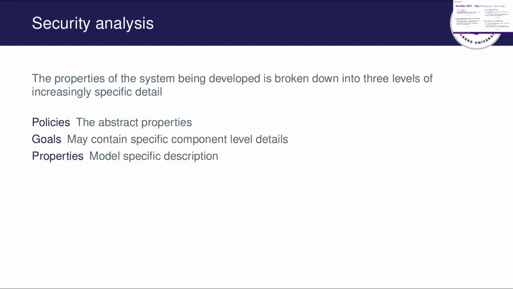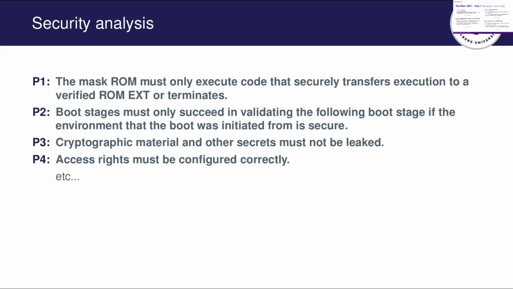Then the analysis is made up of 3 levels. We call them policies, goals, and properties. Policies are the very high level descriptions of the system and the ways it should work. Goals become more specific and can attain to specific components of the system, whereas properties are detailed enough that they don't really make sense before understanding the specific model implementation. So they will be specific to each modeling formalism.